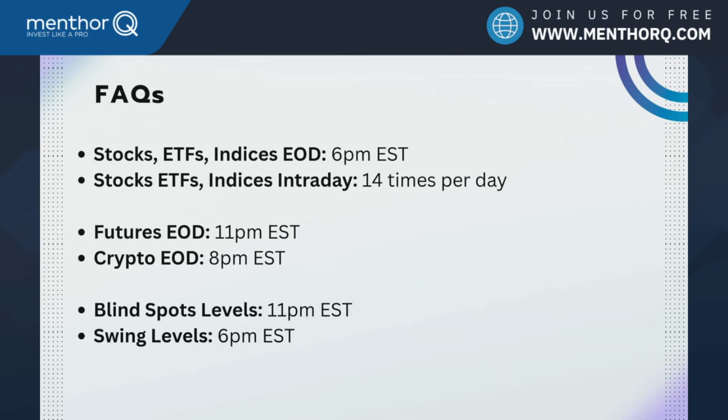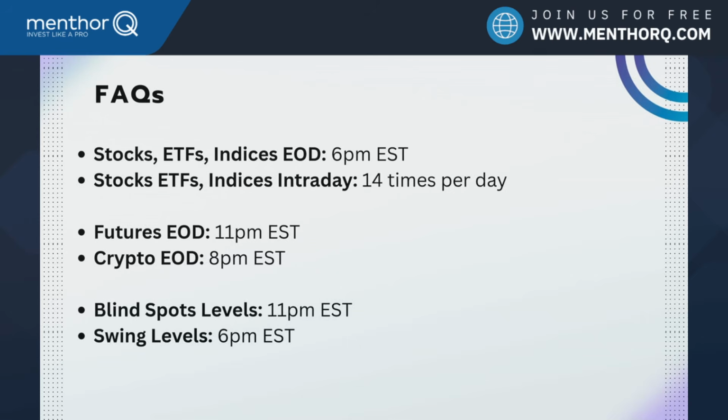We have different types of levels. We have levels on stocks, ETFs, and indices. Those are end of day. The end of day data updates at around 5:30 to 6 p.m. Eastern time after the market close. But we also have intraday data available that updates 14 times per day. The first snapshot comes at 8 a.m., which is the pre-market snapshot with the updated open interest. And then we start updating the data from 9:50 onwards every 30 minutes.